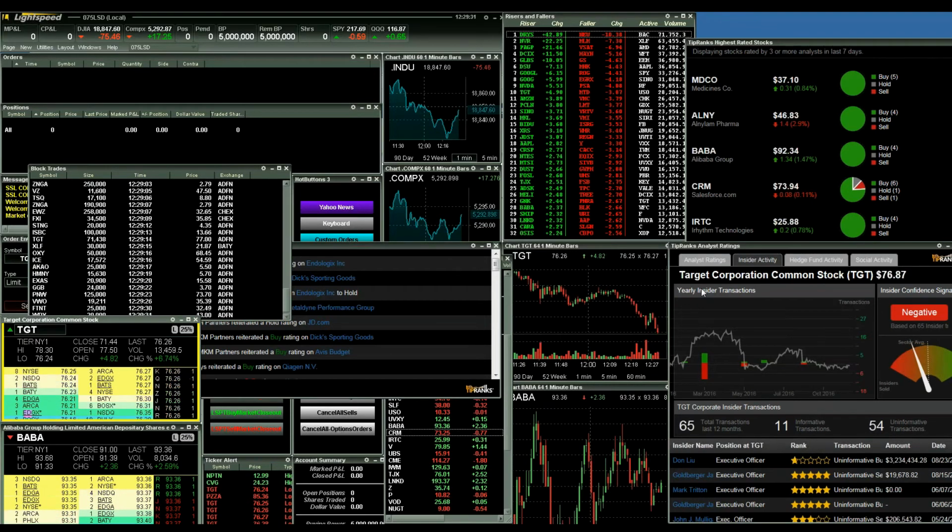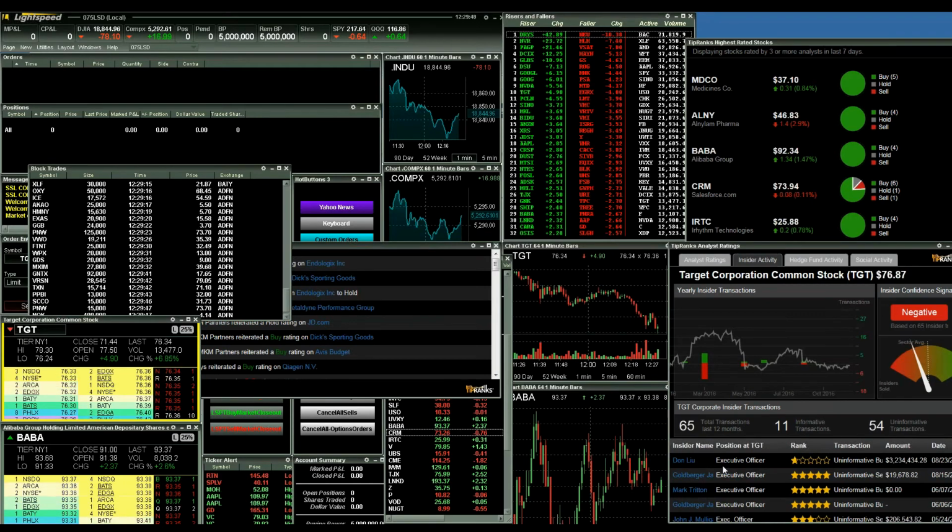So each bar here that you see, the green and red bars, shows you how many positive buy transactions were there and how many sell transactions were there. For instance, in June, there was only one transaction, and it was a buy. So you see that green bar over here, while in August, there was one buy and one sell.